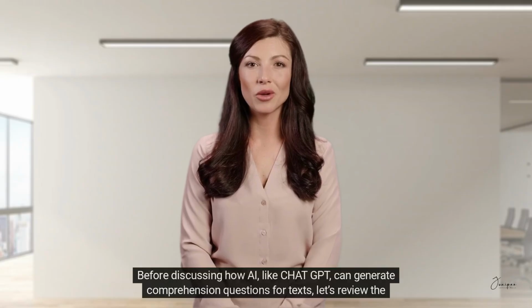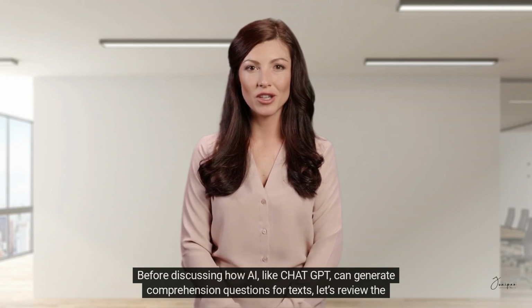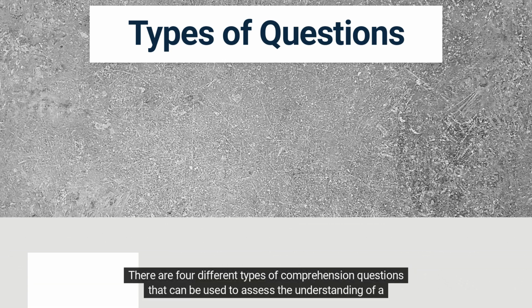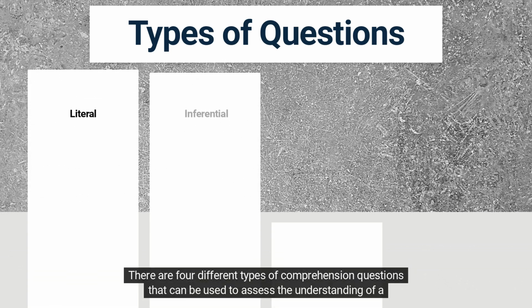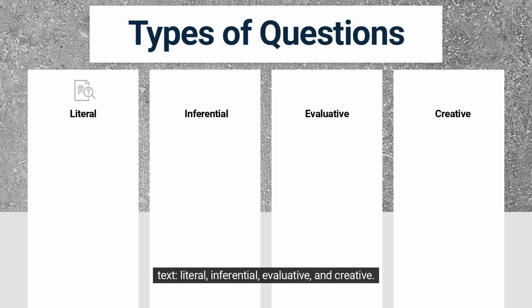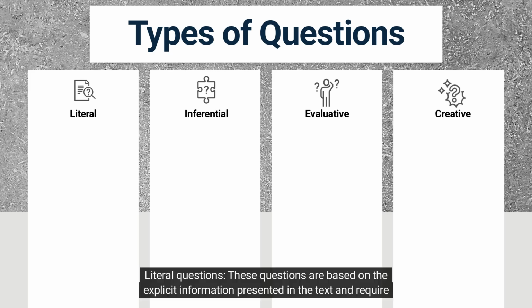Before discussing how AI, like CHAT GPT, can generate comprehension questions for texts, let's review the different question types and the skills required to answer them. There are 4 different types of comprehension questions that can be used to assess the understanding of a text: literal, inferential, evaluative, and creative.